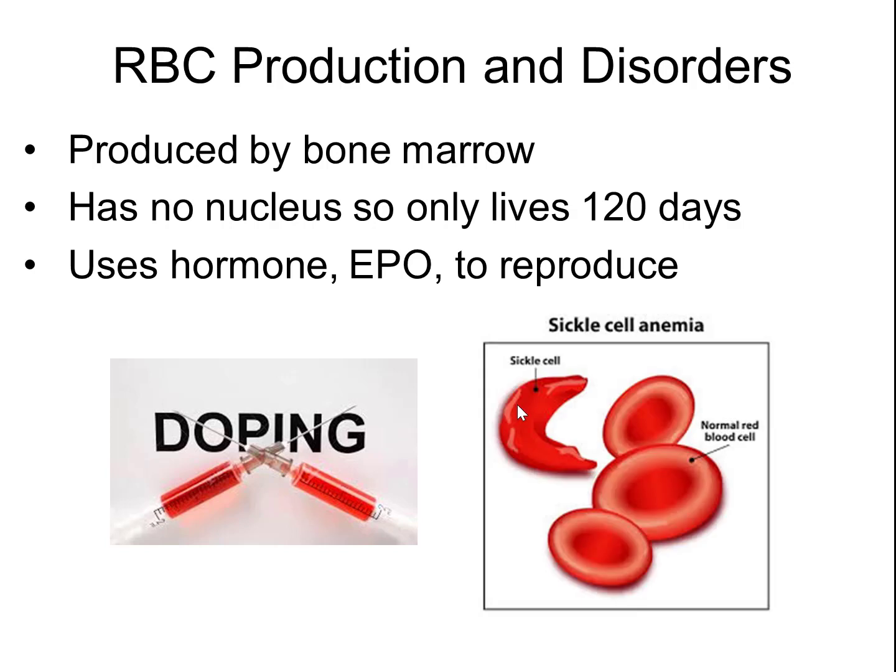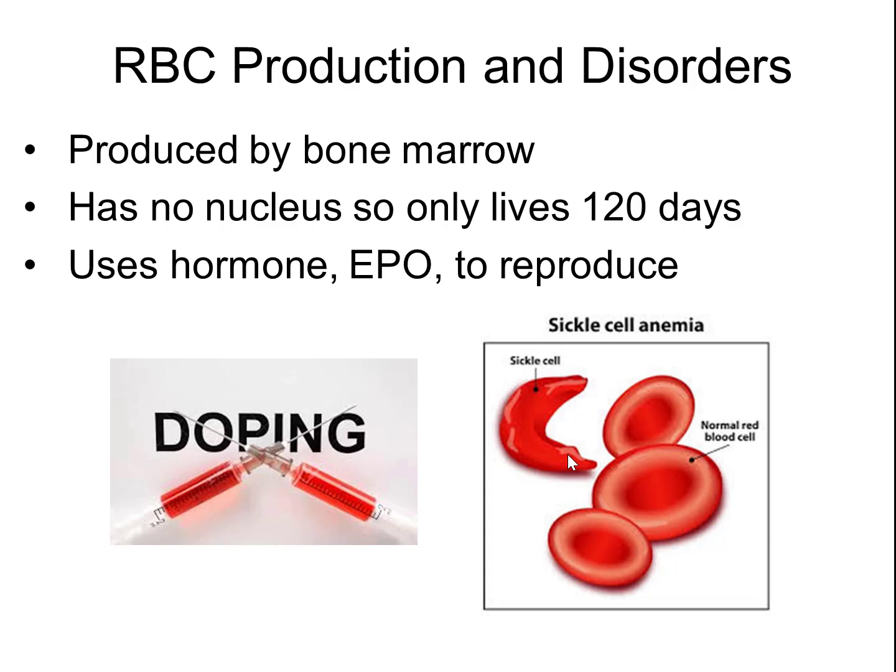One disorder I wanted to mention to you guys is sickle cell anemia. This is a genetic disorder where there's a protein in the red blood cell that's mutated, and it causes your red blood cell to have this sickle shape right here instead of a nice healthy round shape. So think about how red blood cells carry oxygen. If it's in this nice healthy round shape, it can carry a lot of oxygen. There's a lot of surface area for it. In the sickle cell shape, unfortunately, it can't carry oxygen that well.